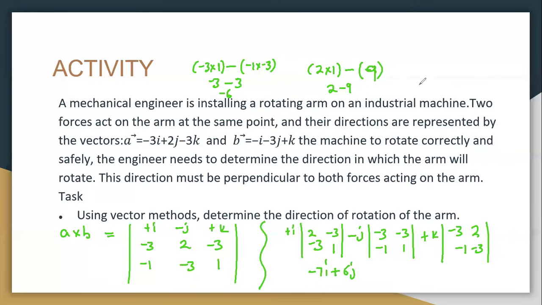And then for K, for the major diagonal, -3 times -3, I was getting 9, plus the minor diagonal, it's 2 times -1. But because we are subtracting, it will affect, so it will be 9 plus 2 to give us +11K. Okay. Thank you.